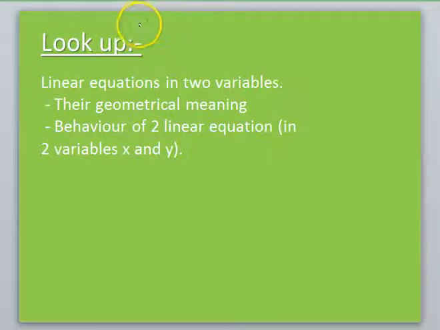Hi, I'm Mithilesh. Today, we're going to look into linear equations in two variables, their geometrical meaning, and the behavior of two linear equations in two variables x and y.